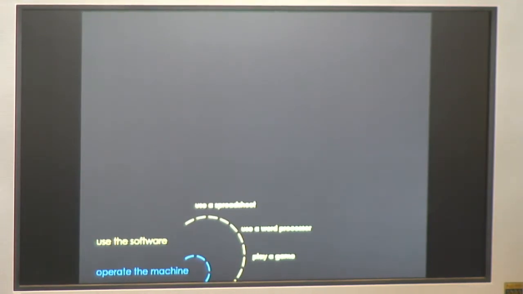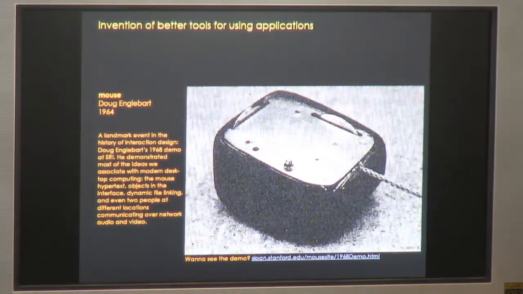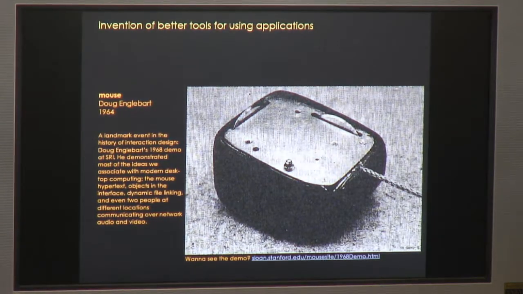One of the innovations that helped with that was the invention of the mouse. So this is in 1964 with Doug Engelbart. This is his original two-wheeled mouse with mechanical wheels.